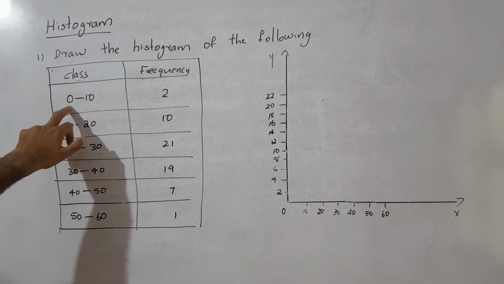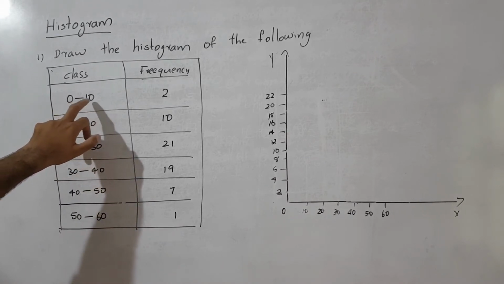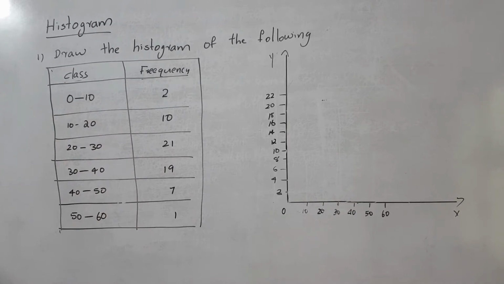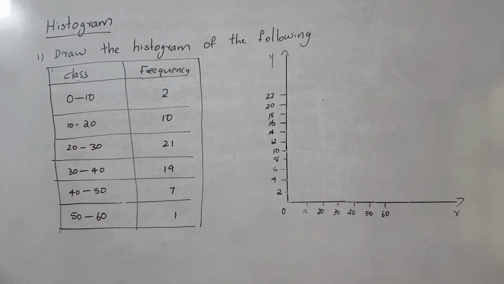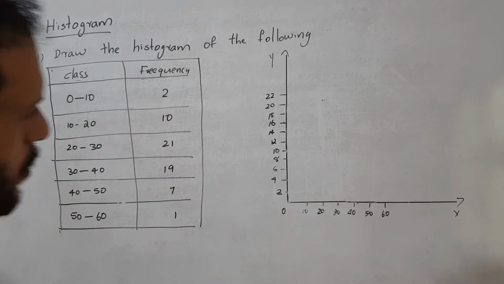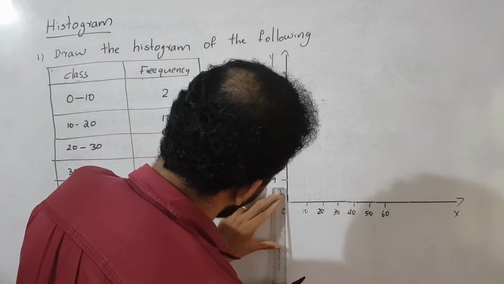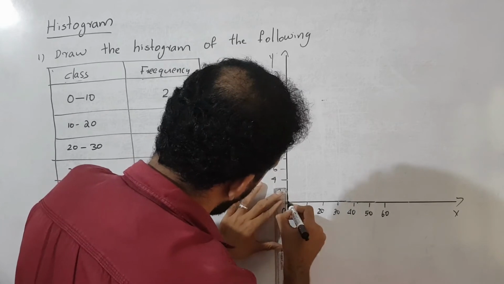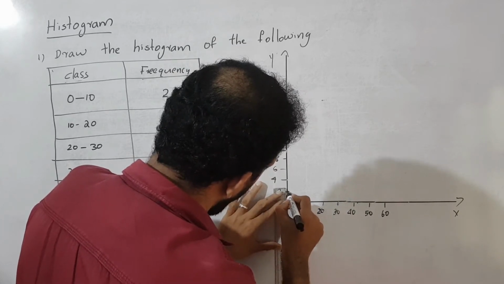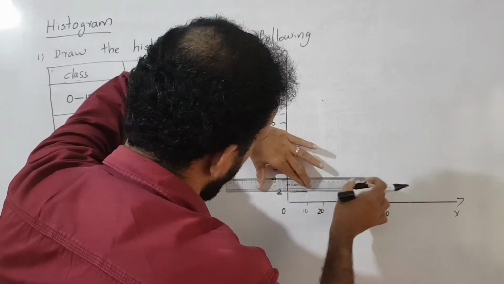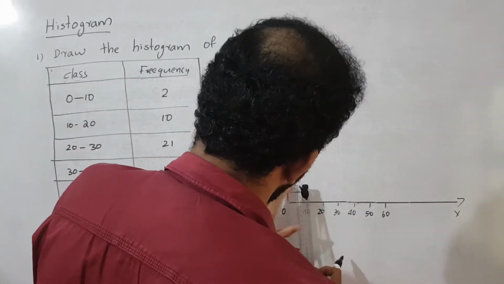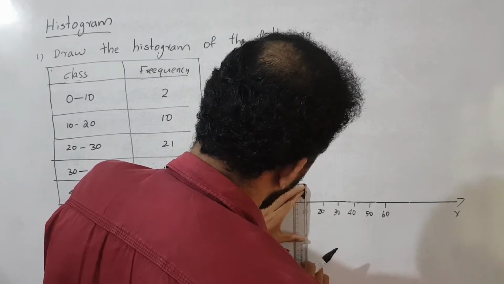The first class starts at 0 and ends at 10. Then the bar starts from 0 and ends at 10. Then the frequency is 2. So we start from 0 like this. Okay, 0. Then we draw the graph up to 2. Then the bar ends at 10.